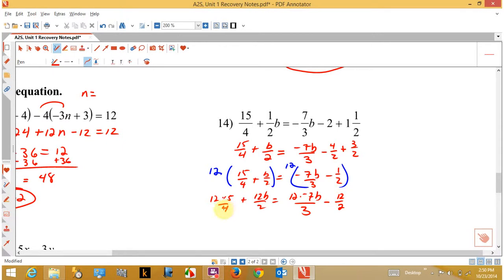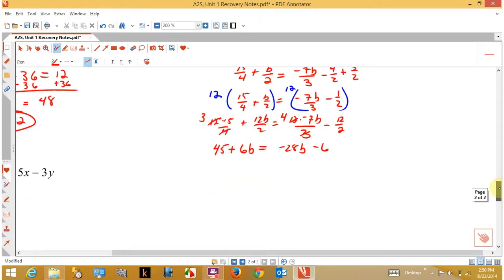Okay, so what I have is this 4 cancels into the 12 3 times, giving me 3 times 15 is 45. 2 divides into 12 6 times. 3 divides into 12 4 times. 4 times a negative 7 is a minus 28b. And over here, 12 over 2 is 6. So I've gotten rid of my denominators, which is going to make this much easier to work.